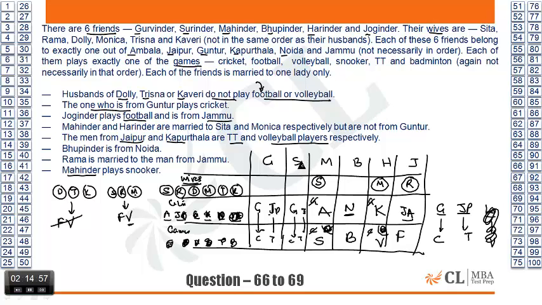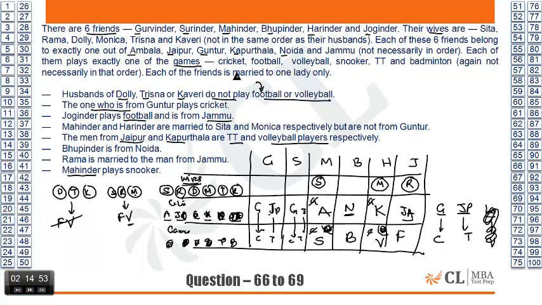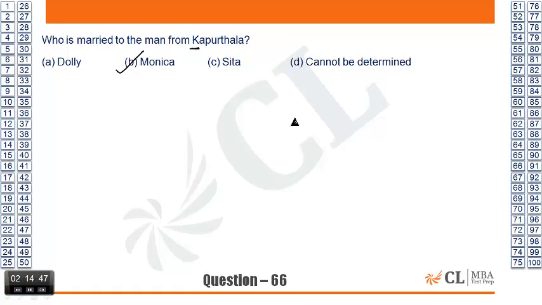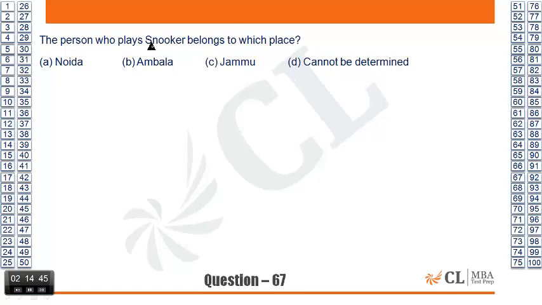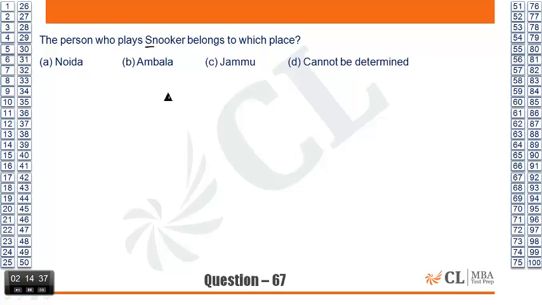That's all I can think of. Okay, so let's start. Who is married to the man from K? M is married to the man from K. So that has to be Monica. The person who plays snooker belongs to which place? Person who plays snooker belongs to A.